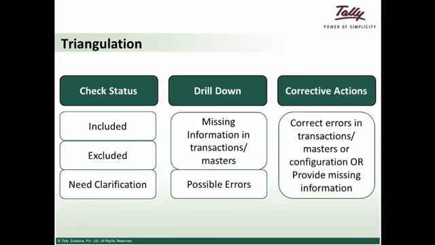Corrective actions. In the uncertain bracket, Tally gives the different reasons for errors or missing information. The user can go directly into the master or transactions and correct the errors or provide the missing information. This results in a 100% correct return, giving confidence of a hand-prepared return. Now let us see this powerful capability in action.